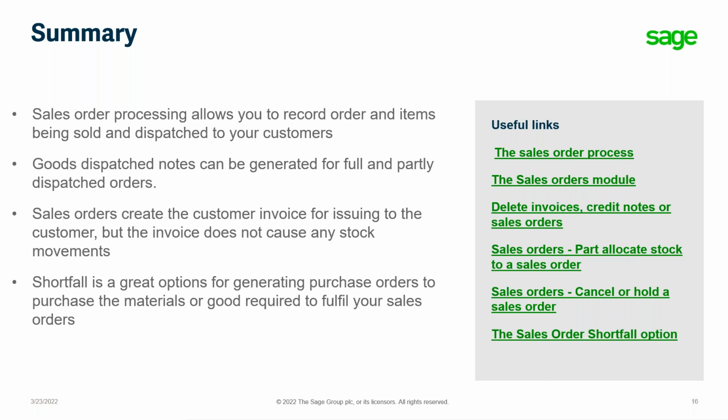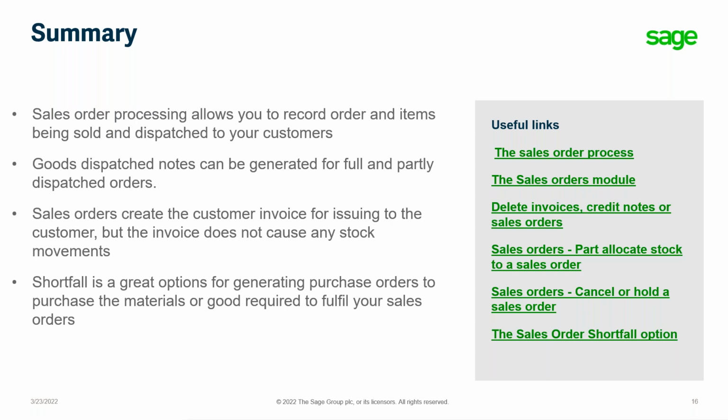But in summary, the sales order module allows you to record your orders and show the goods being dispatched, but also recording them coming in if you're using purchase orders. It allows you to do goods dispatch notes. So lots of people are looking for goods dispatch notes, and it will allow you to do that for both your full and partly dispatched orders. It allows you to create the customer invoice, and when you update ledgers, that updates the stock and also takes the stock out of stock for you and updates the ledgers for VAT and onto the customer record as well.